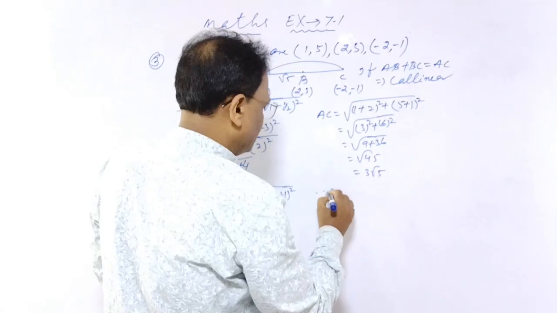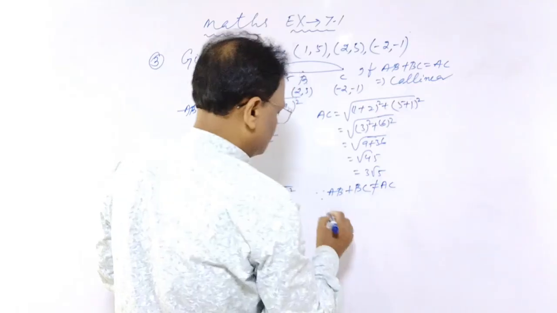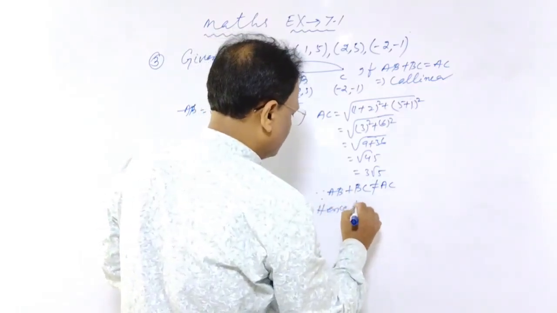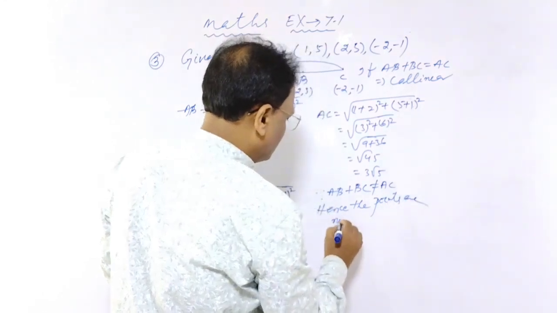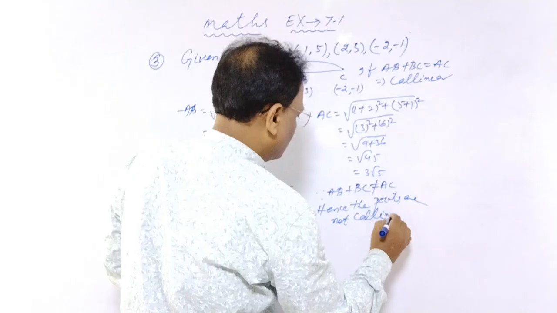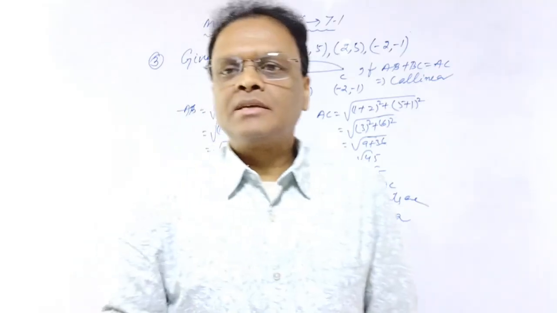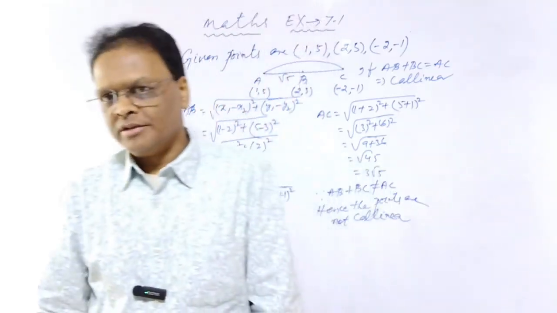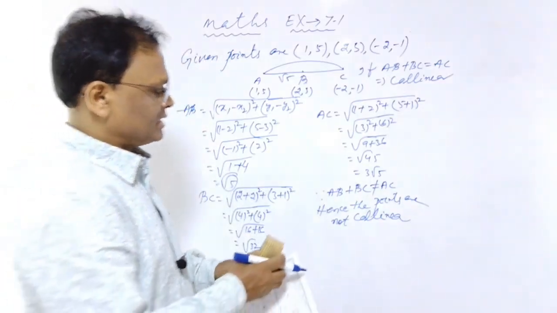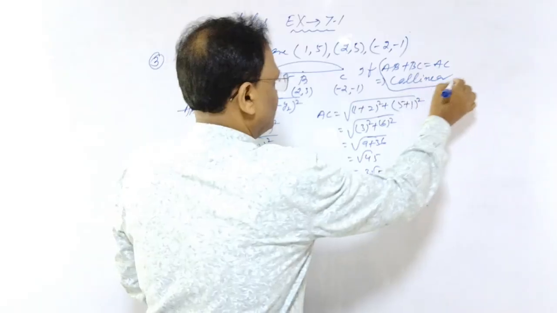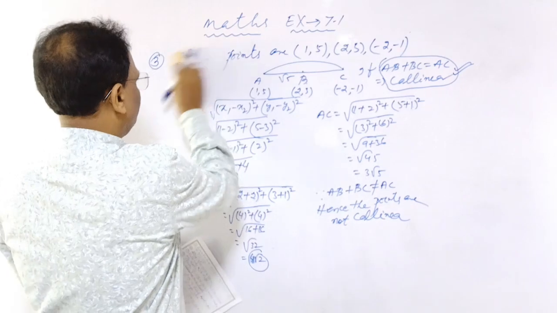So since AB plus BC is not equal to AC, hence the points are not collinear. If AB plus BC gives you AC, then definitely those points are collinear. So therefore this question is over. Understood how to prove collinearity? Remember only, this is the condition for collinearity. Try to remember.